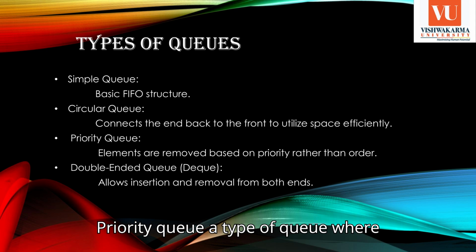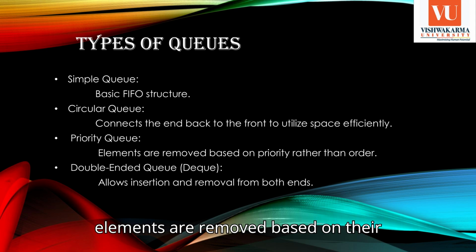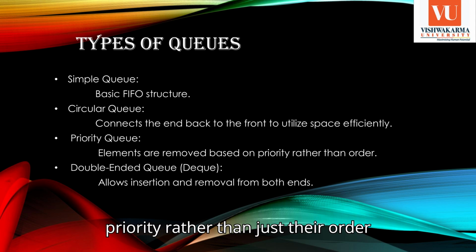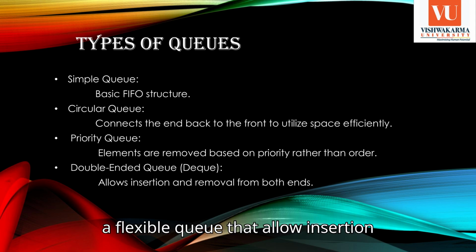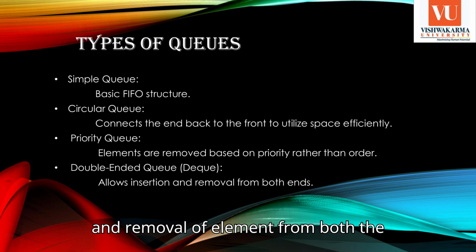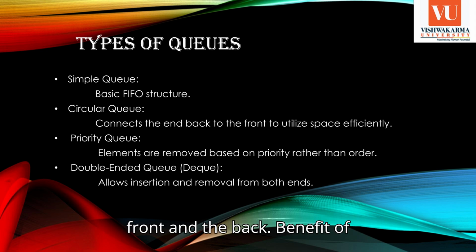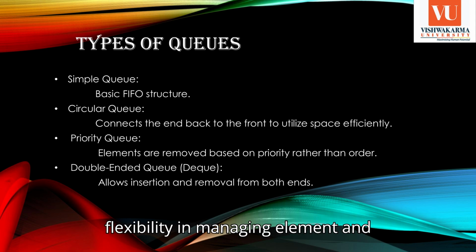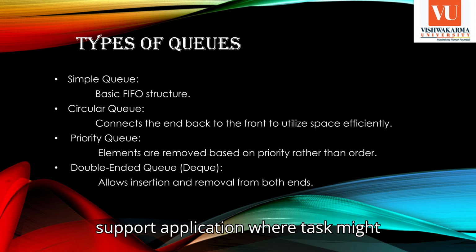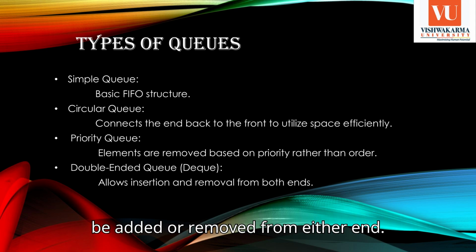Priority queue, a type of queue where elements are removed based on their priority rather than just their order of arrival. Double-ended queue, a flexible queue that allows insertion and removal of elements from both the front and the back. Benefit of double-ended queue: offers greater flexibility in managing elements and supports applications where tasks might be added or removed from either end.